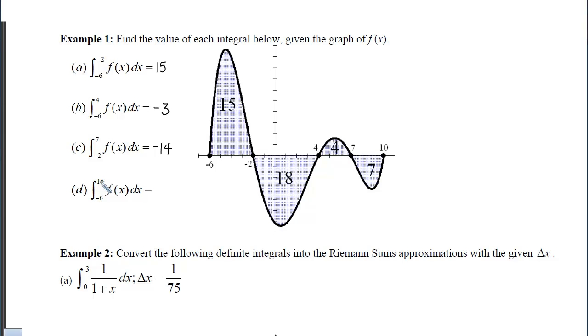Lastly, if we accumulate from -6 all the way to 10, we'll have positive 15 minus 18 plus 4 minus 7. So we're at -3 plus 4 is a 1, minus 7 is a -6.